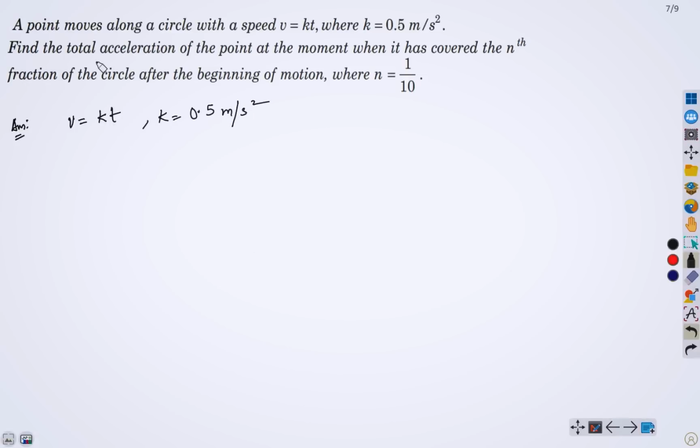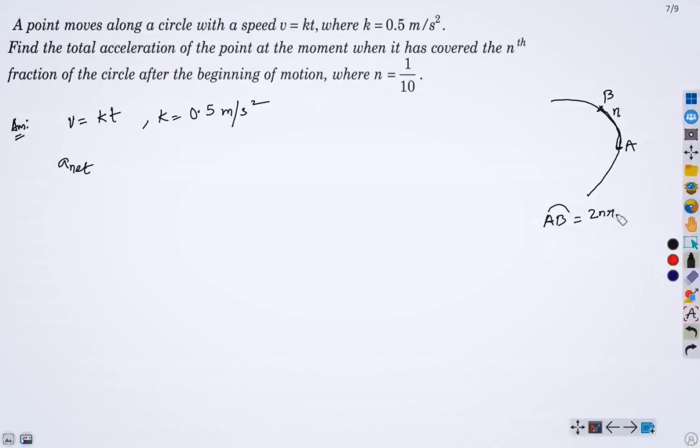We have to determine the total acceleration of the point, that is a net, at the moment when it has covered the nth fraction of the circle. So nth fraction of the circle means the circumference of the circle, right? Let's say the point or the particle starts from here. Let's say this is the nth length of the circumference, or you can say this arc length. Let's mention this as AB.